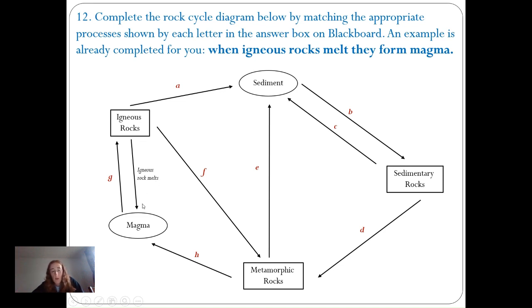I'll give you one more example. So let's say you have magma and you're going to turn that into an igneous rock. You have to take that magma and it will cool down. If it cools and solidifies, then you're going to get an igneous rock. So that would be your answer for G there. Okay, so at this point you should be good to complete the quiz, but again, you can pause it here if you need to look at this diagram while you answer the quiz question.